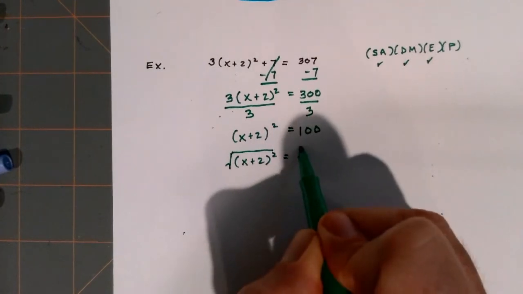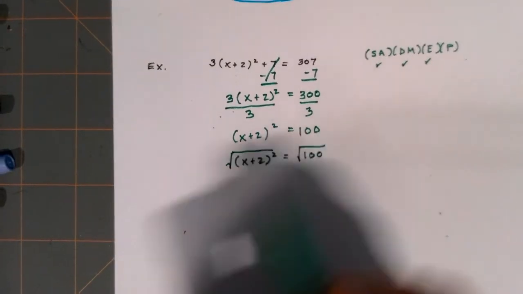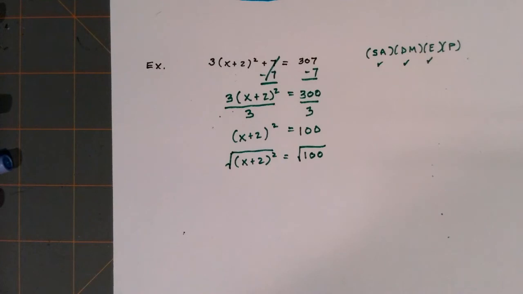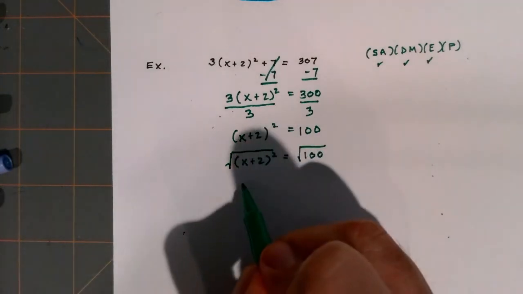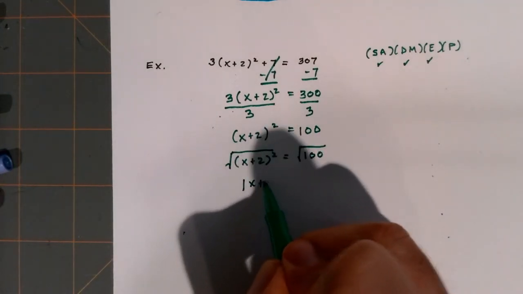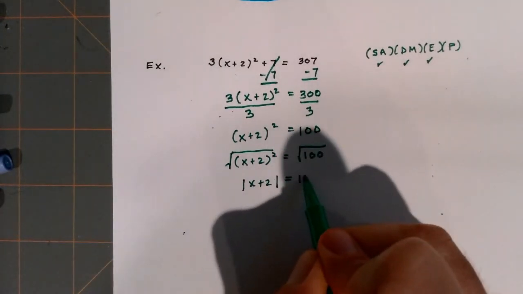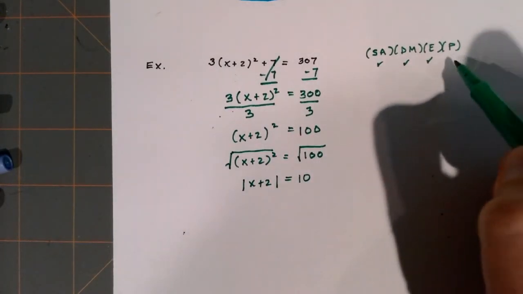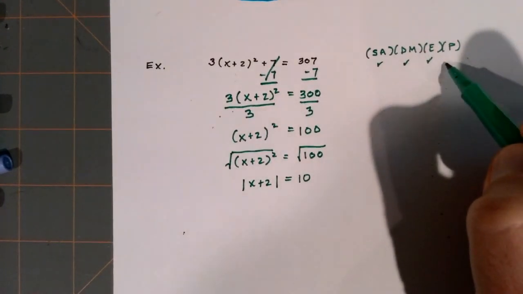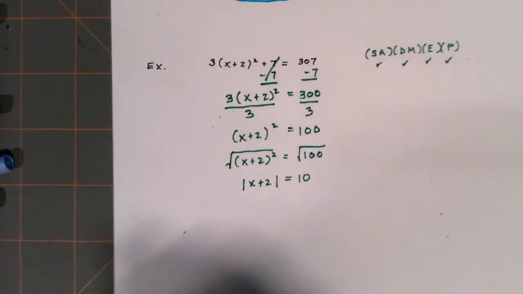So my answer, hopefully you can see this, x equals, it's a set. I don't have to put it in order, but I'd like to just to be careful. X equals negative 12 and positive 8. So there's a problem.